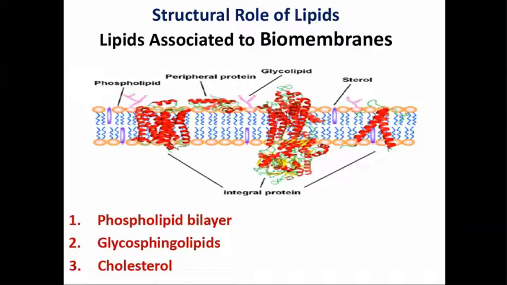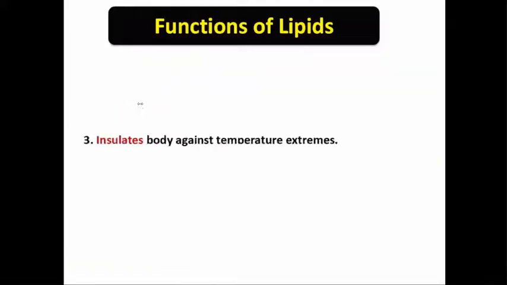Mainly, the plasma membrane is rich in what? Phospholipid bilayer. We do have phospholipids, and the plasma membrane also has cholesterol. And what else does it have? Sphingolipids. These are some of the functions of lipids.